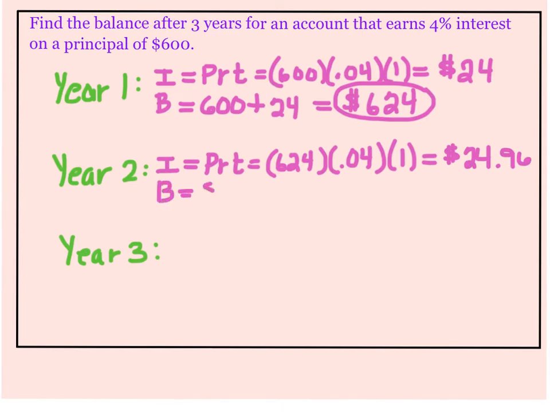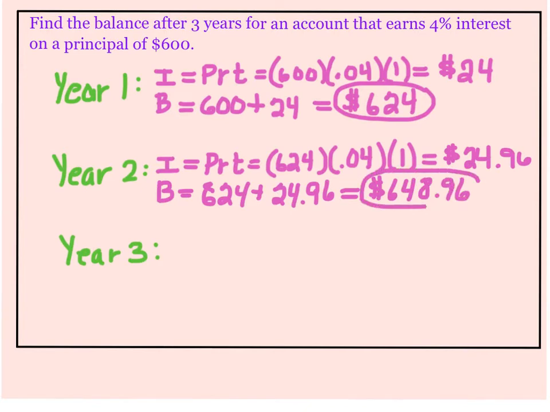Great. So now find his balance at the end of the second year. He started with $624, and now we need to add in $24.96. This gives him a total of $648.96. So now at the end of the second year, that's how much money he has. We have one more year to go, so we're going to do it the same way.